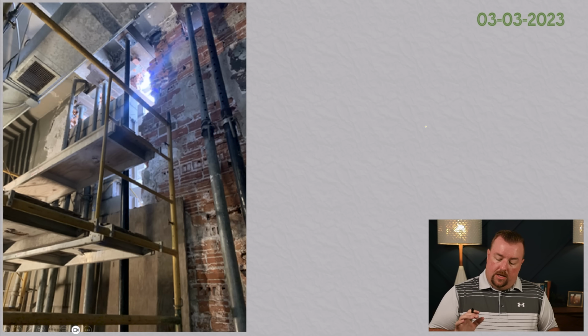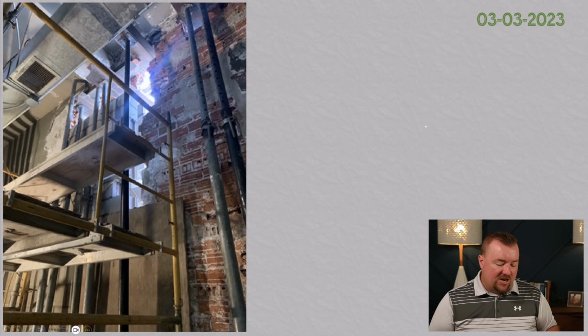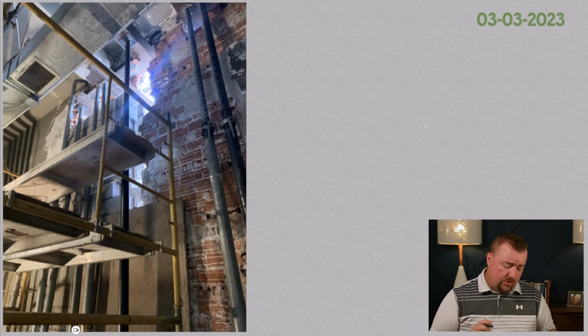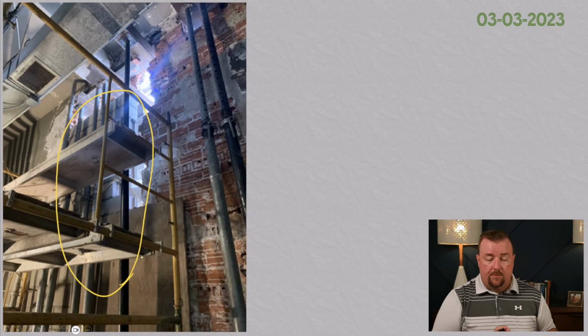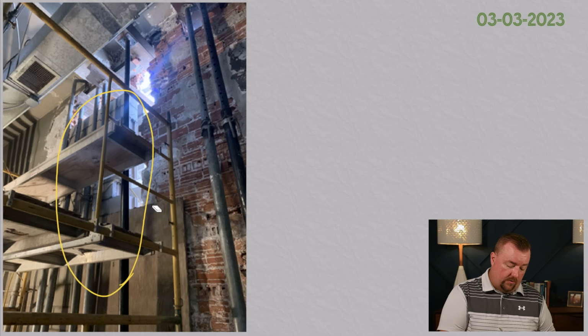Okay. Moving forward, let's talk about how they continue this project. So 5, 6, 7 days later, you're on March 3rd, and you can see they've built the first section of CMU wall that is right here. And they've gone ahead and demoed out. Remember, they were going to do that in 4-foot segments. So they've done 4 feet of brick they've knocked out, and they've built the CMU already in this picture.